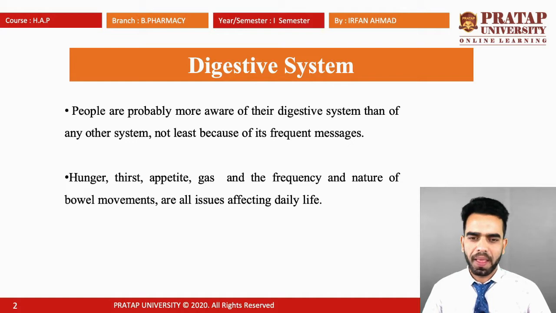There are various ill effects of the digestive system that affect our daily life, like hunger, thirst, appetite, gas problems, and the frequency and nature of bowel movements. The most common problems are gastric problems like acidity. If the bowel movements are too fast, that will lead to diarrhea, and if the frequency and nature of bowel movements is slow, that will lead to constipation. These are the major problems that affect our daily life.